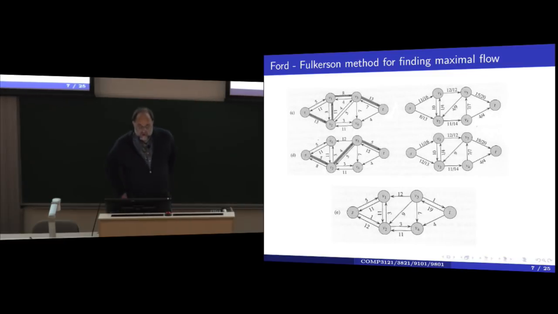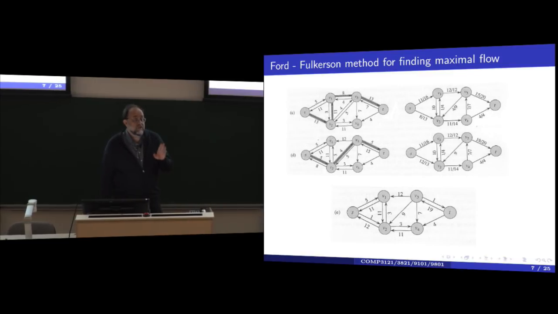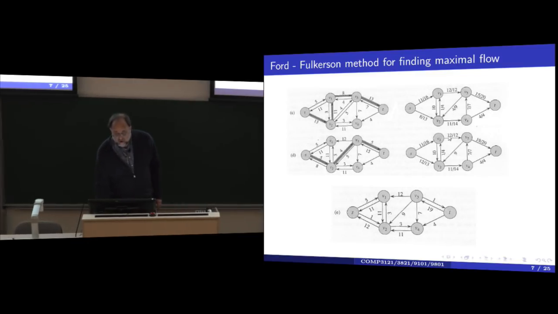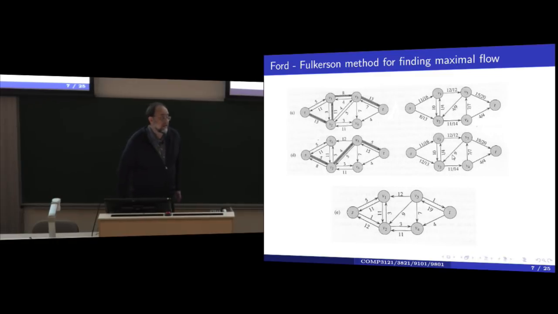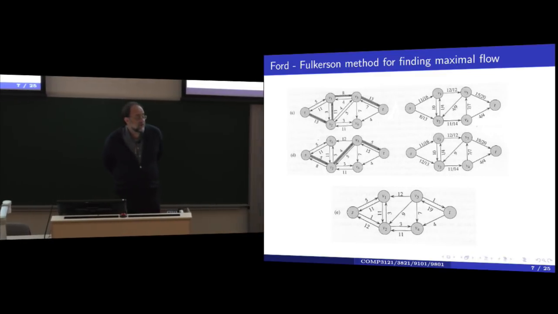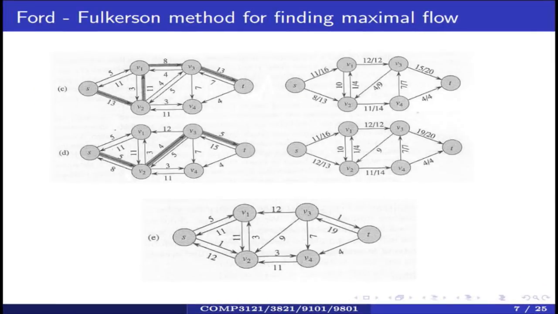And what we want to show now is that regardless of what augmenting paths you choose, the total amount of flow will always be the same. If you choose different augmenting paths, you might get a different distribution of flow in different pipes, but the total amount of flow that leaves the source, which is equivalent, of course, to the total amount that arrives at the sink, will be the same. So this is necessary to show the correctness of the algorithm. How do we do that?